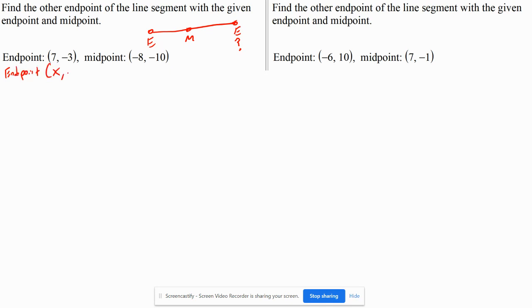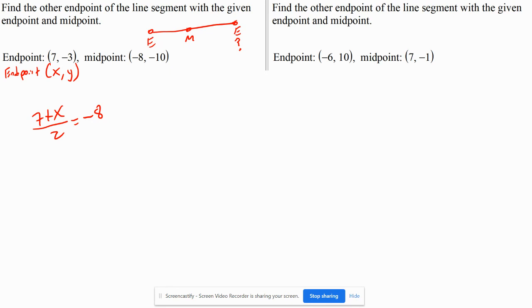The coordinates of my point, I'm going to call them right now x and y. I don't know what the values of x and y are. All I know is if I add the two x values of my endpoints, so in this case, 7 plus x, divided by 2, will give me the x value of my midpoint. Nice. 7 plus x divided by 2 equals -8.